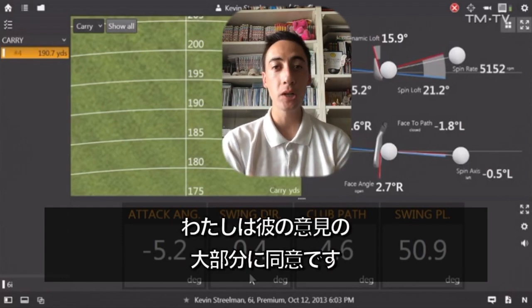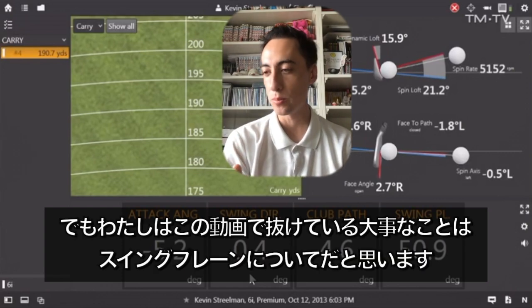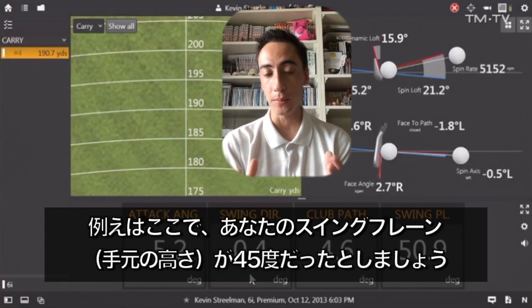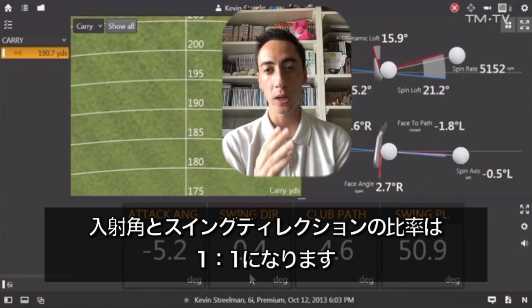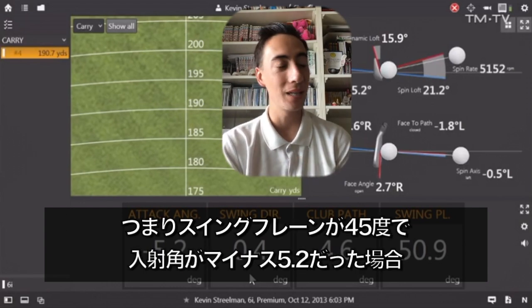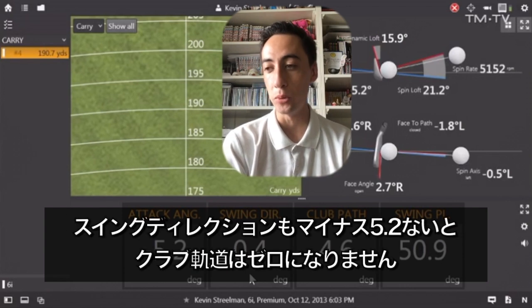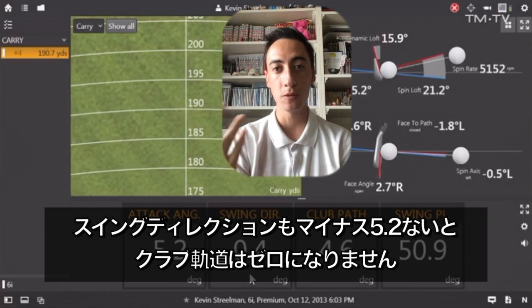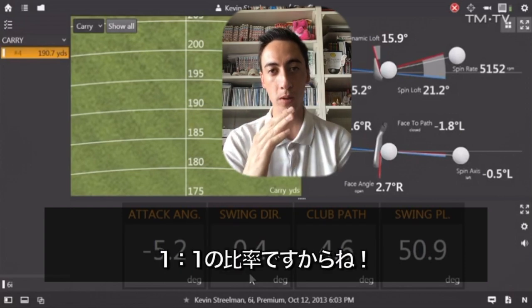Now, I kind of agree with this for the most part, but I think there's a little bit of a subtlety that's missed in this particular part of the video, and it's swing plane. Let me give you an example here. Let's say you had a 45-degree swing plane. Well, your ratio of angle of attack to swing direction would be 1 to 1. And let me explain that even further. If I had an angle of attack that was negative 5.2, I would need a swing direction that was negative 5.2 to get a club path to 0. Again, if my swing plane was 45 degrees, it's a 1 to 1 ratio.